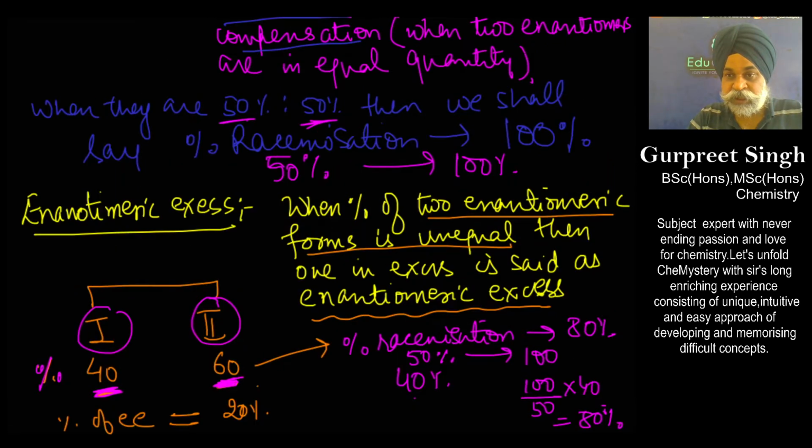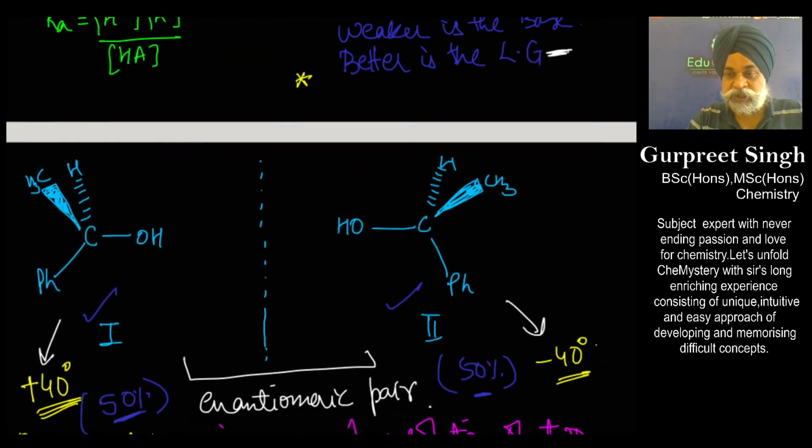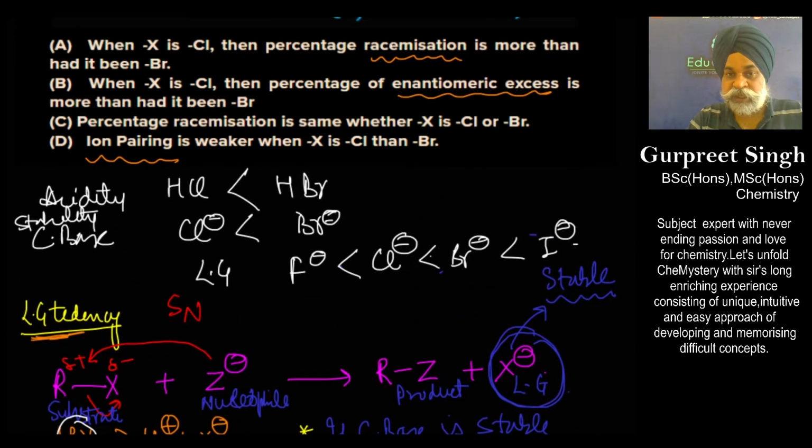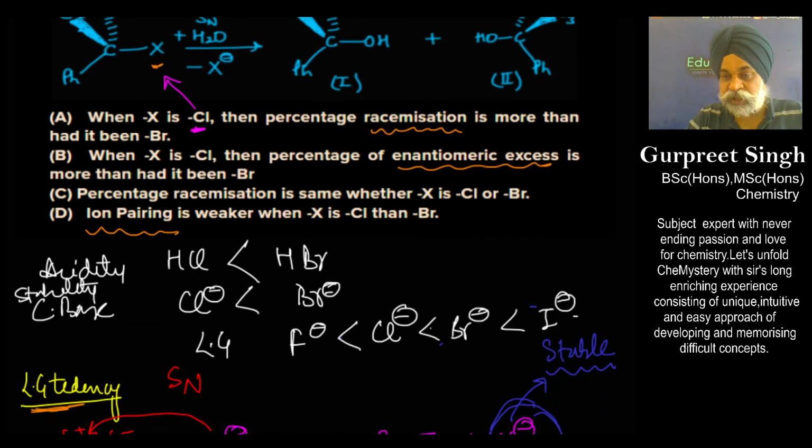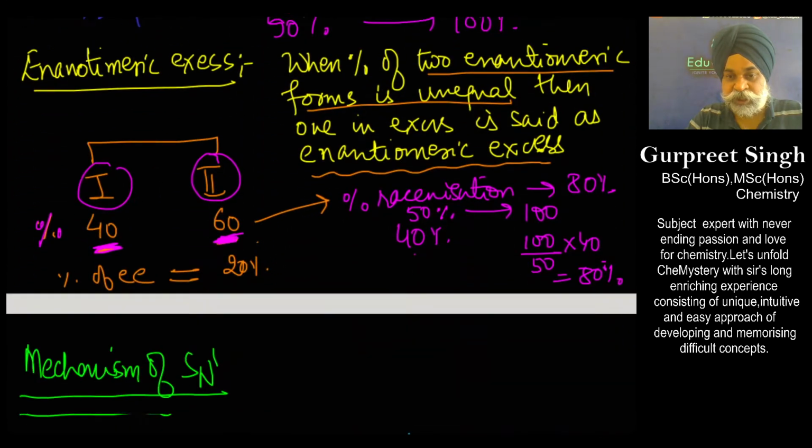Now the question is, what has been asked in this question? I gave you the insight, what are the things given to you. Now what we have to compare here. He's saying that if in case we have taken Cl here, then the percentage racemization is more than that of DR. So for that we need to understand now the mechanistic viewpoint.